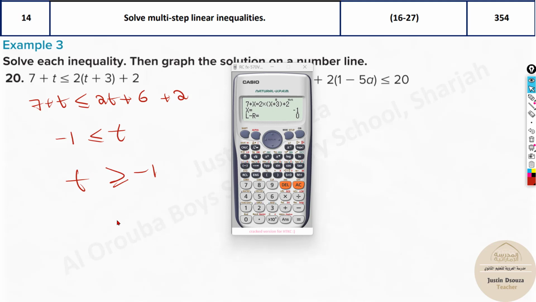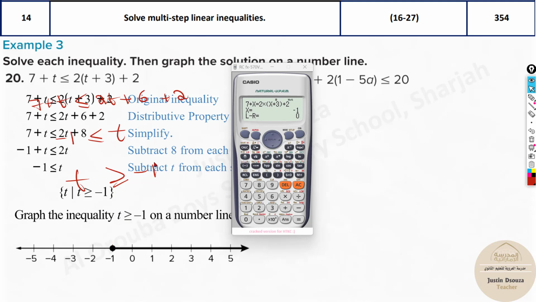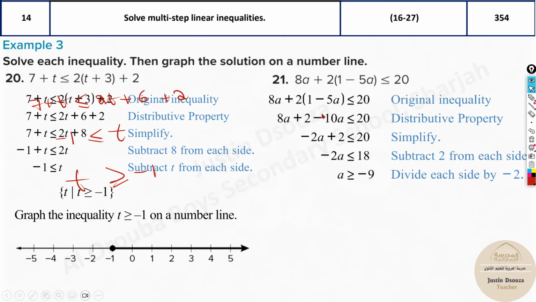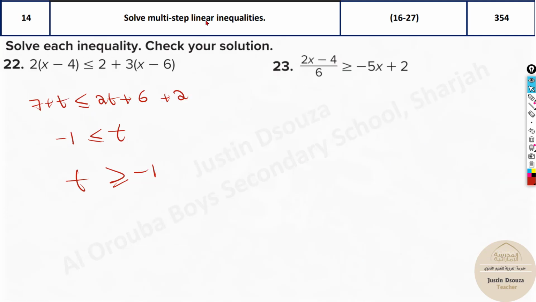Now you can do the number line and plot the solution. See here, minus 1 is less than or equal to t, or t is greater than or equal to minus 1. Now that means minus 1, there is greater than or equal to, so it's a point, and all the right side part. Similarly, you can solve over here. You get this answer. It's greater than or equal to minus 9. From here, minus 9. Please do solve the other problems by yourselves.